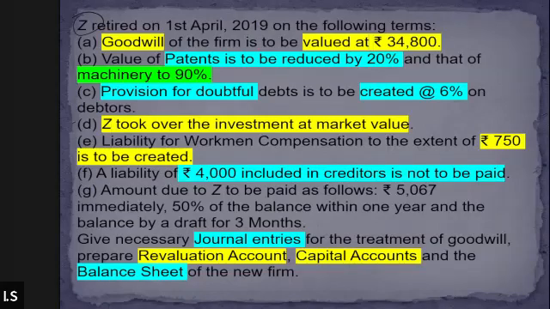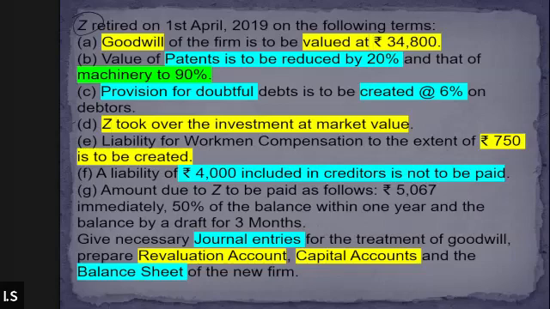Then the question is telling us to pass the general entry for the treatment of the goodwill. We need to prepare the revaluation account, the capital account, and the balance sheet as well. So the question is lengthy and asking us to do so many things. The general entry is also required for the goodwill.